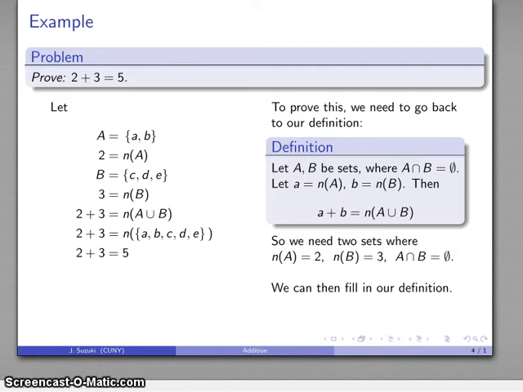Now, here's an important question. What do you need to write down to answer this problem of prove 2 plus 3 equals 5? The thing you need to write down is everything here. All of this is part of the proof. If you miss any portion of this, if you skip any of it, if you leave anything out, you do not have a complete proof. In order to answer the question completely, everything here has to be included.